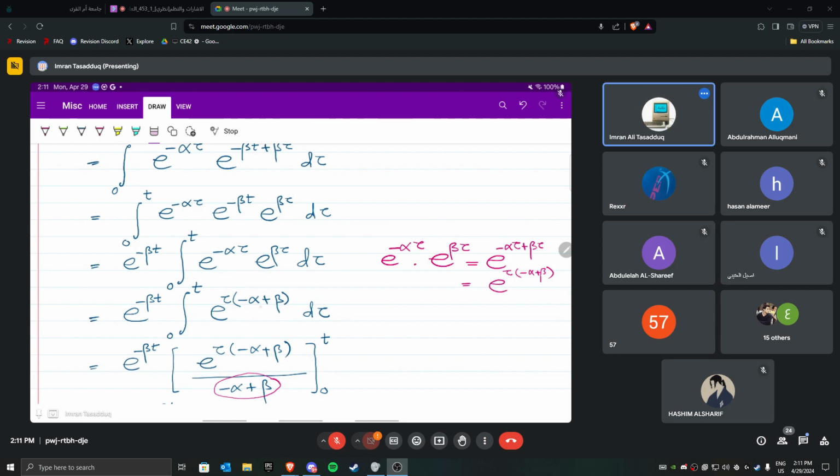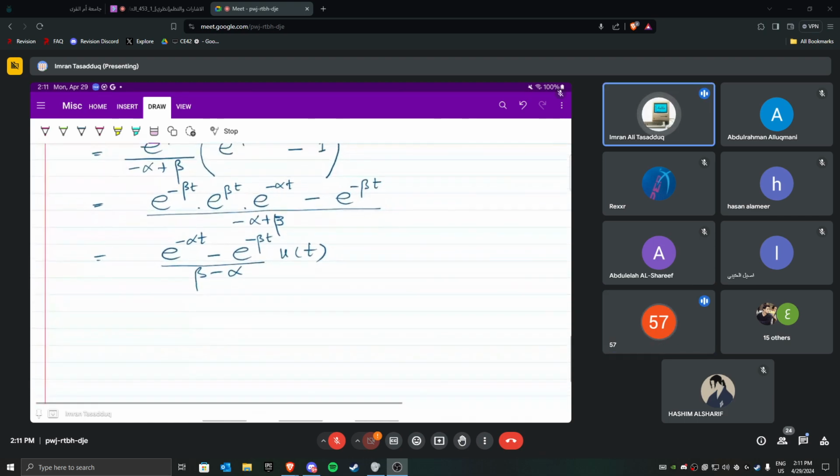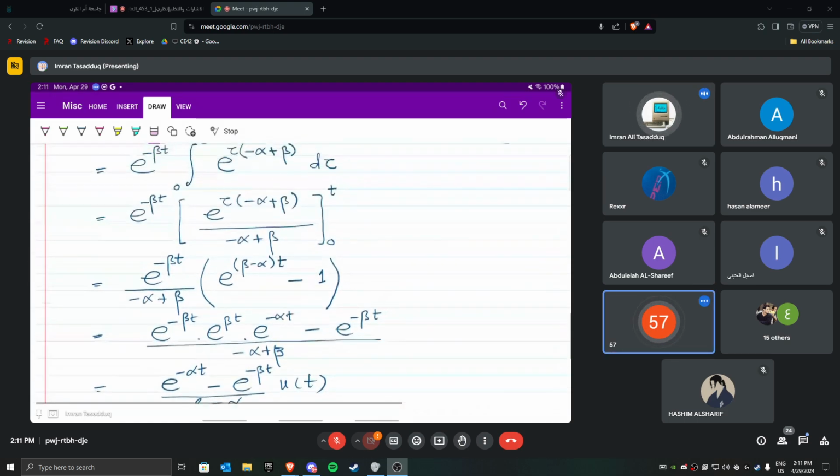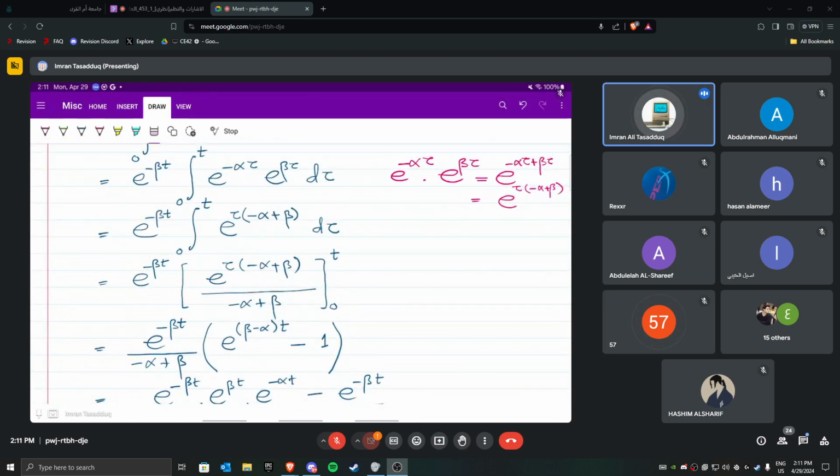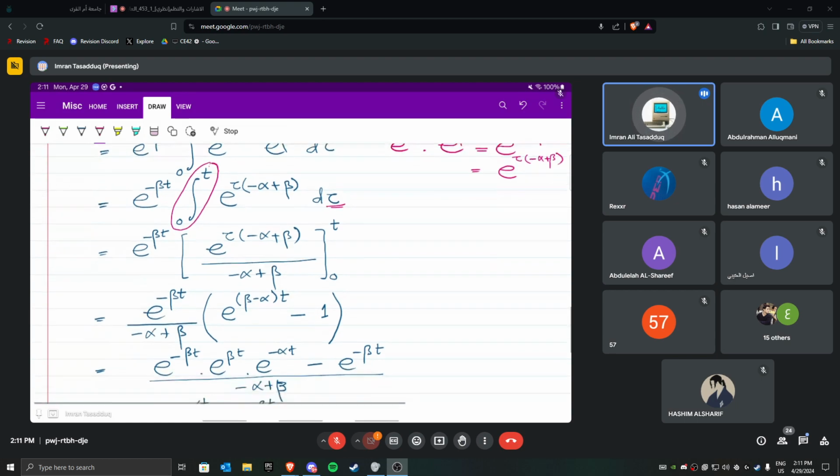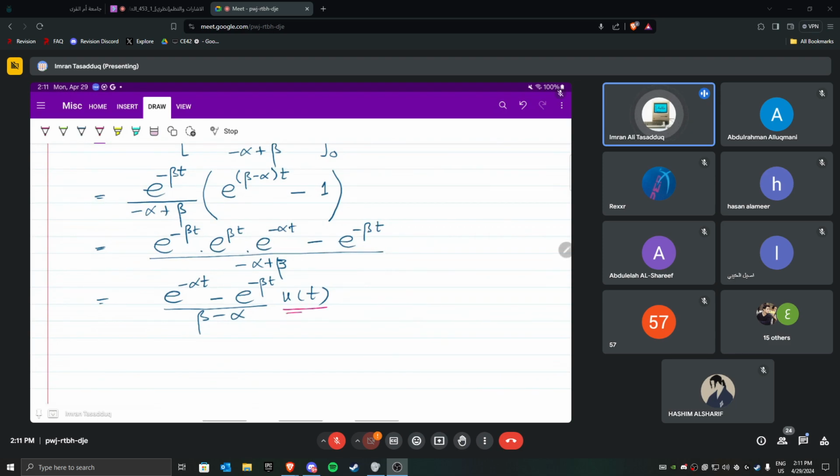Any other question? Doctor, do you have to put u of t at the end? U of t you are talking about. Yes. Why? Because of this guy. The integration is from 0 to t, right? And there is no negative value which is allowed for tau. Since it is only allowing positive values, that's why we have to have a u of t at the end to tell that it is only for positive values of t.